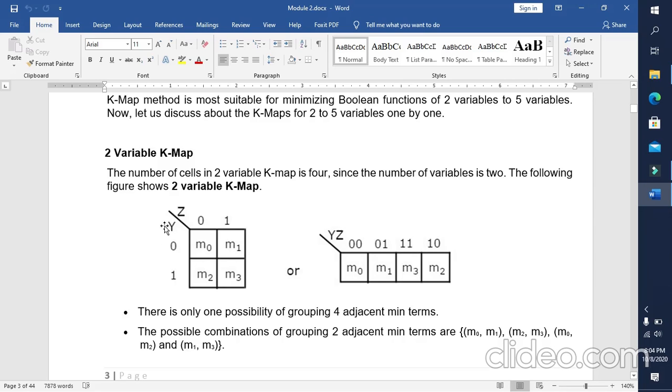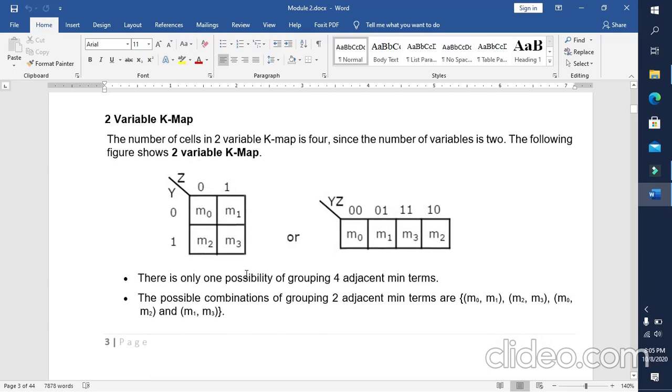Then another one is y is 1 and z is 0. That is equal to 1, 0, equivalent to 2, so this cell contains the value 2. For the last cell, y is 1 and z is 1. Therefore, that is equal to 1, 1, or 3. That's why the value of your last cell is m3. This means the value inside this cell is 3, or 1, 1.